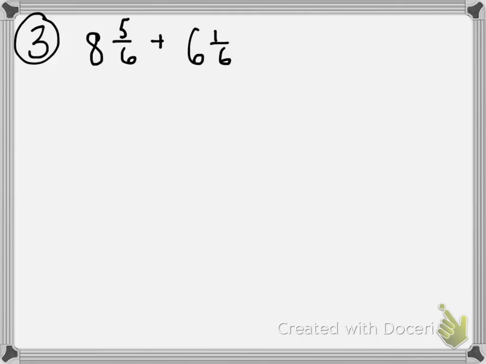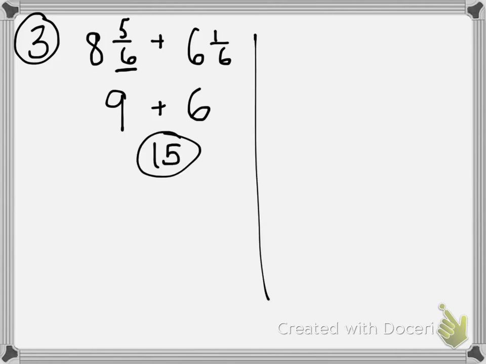Okay, and I'll just do a couple of your homework problems here to help you out. Alright, 8 5/6. So 5/6. This is definitely more than half. If I'm talking sixths, 3 would be half. 5/6 is more, so this is going to round up to 9. Plus 6 1/6. Well, the 1/6 is less than half, so I will stay with just my whole number 6. 9 plus 6, 15.